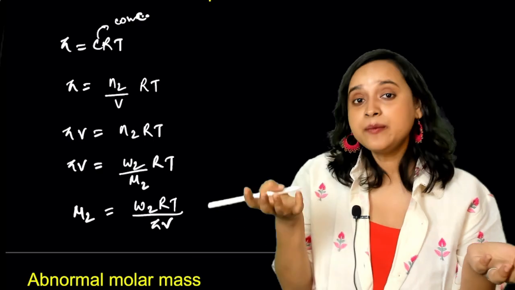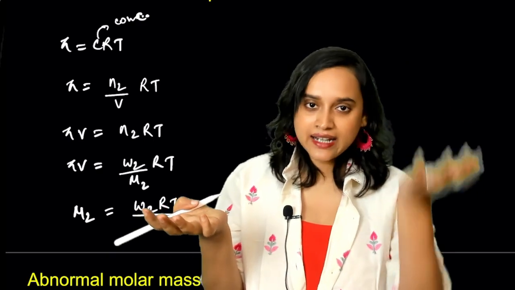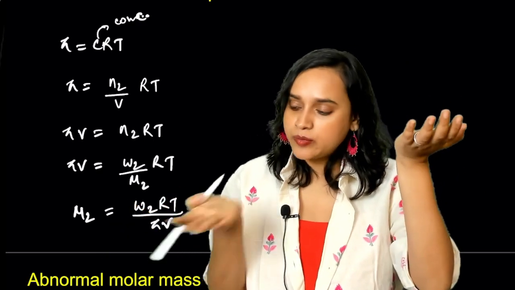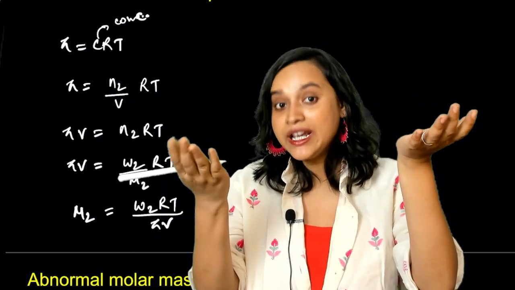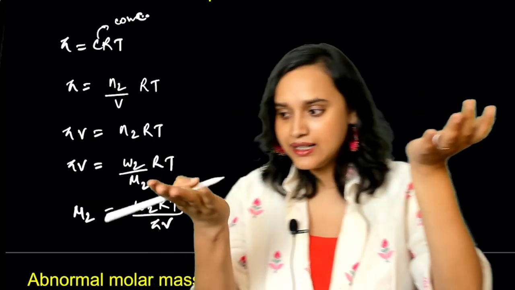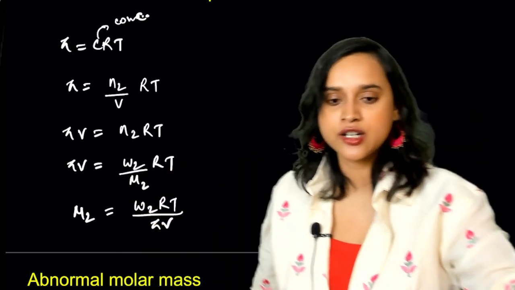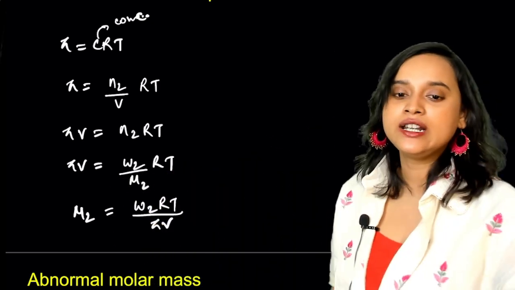Then there is the hypertonic solution. So let's say that this one has a higher osmotic pressure and this one has a lesser osmotic pressure. So this will be hypertonic, and this will be hypotonic. Lesser osmotic pressure, higher osmotic pressure. Is this all clear, everybody?